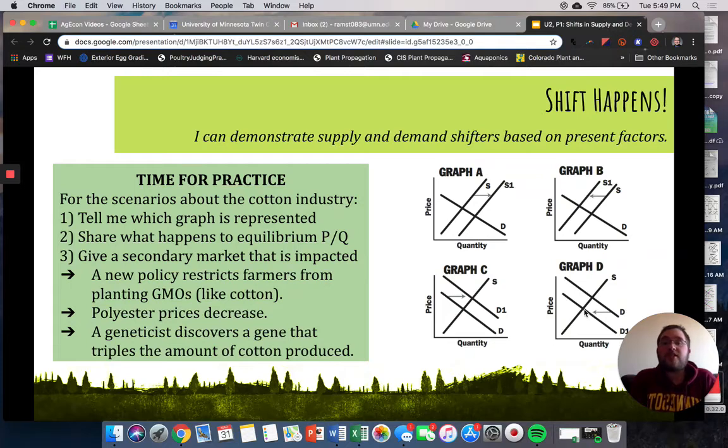So for each of the scenarios relating to the cotton industry, all three of these scenarios at the bottom are about cotton. Number one, I want you to tell me which graph A through D is represented. Number two, tell me what happens to the equilibrium price and quantity. And number three, give me an example of a secondary market, not a primary market, a secondary market that is impacted. Okay, so go ahead, hit pause, report back when you're done, and go through the answers.